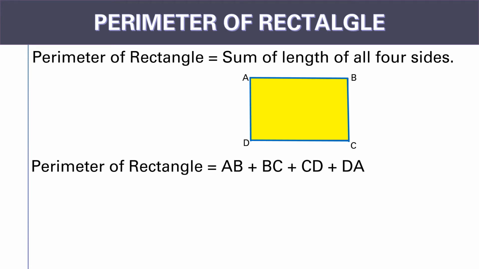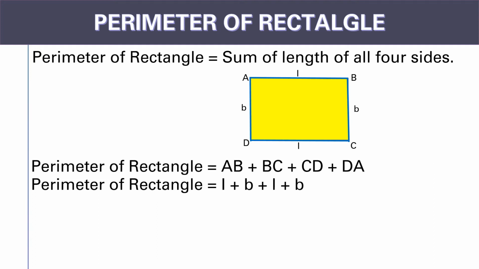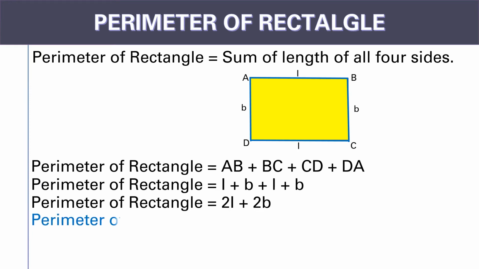In rectangle ABCD, let's suppose AB is equal to L. And we know that in rectangle opposite sides are equal, so DC is also equal to L. And if BC is equal to B, so AD is also equal to B. Thus, the perimeter of rectangle is equal to L plus B plus L plus B. Therefore, perimeter of rectangle is equal to 2 into L plus 2 into B, which is equal to 2 times in bracket L plus B, where L is equal to length and B is equal to breadth. So we get a formula, perimeter of rectangle is equal to 2 multiply in bracket L plus B.